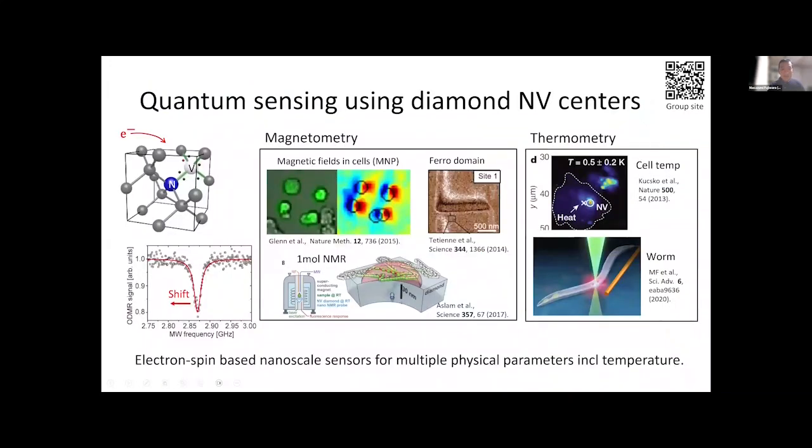We are working on diamond quantum sensing. This is the diamond structure, and particularly we are working on nitrogen impurities incorporated in diamonds.